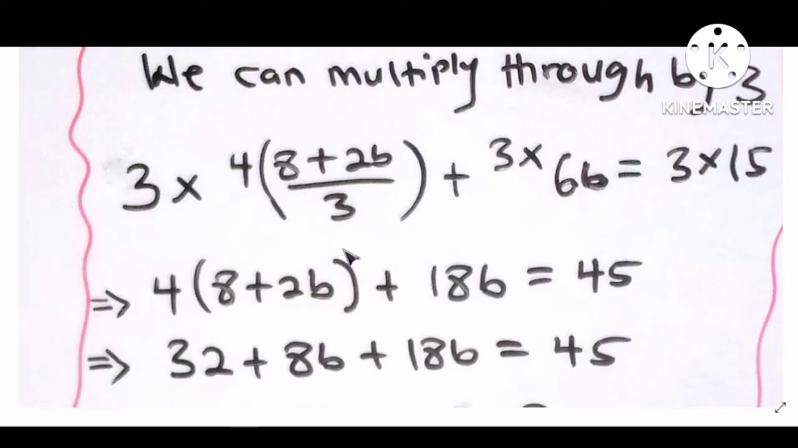So when we simplify it further, this 3 will cancel this 3, leaving 4 brackets open, 8 plus 2b. Plus 3 times 6b to give us 18b, which is equal to 3 times 15, which is 45. So 4 will multiply through the brackets. 4 times 8 will get 32, plus 4 times 2b will get 8b, plus this 18b is equal to 45.